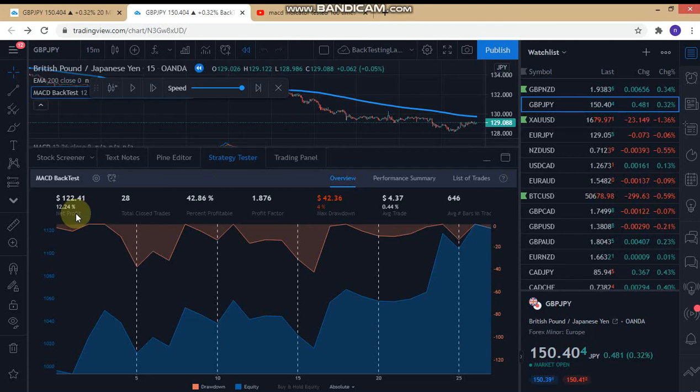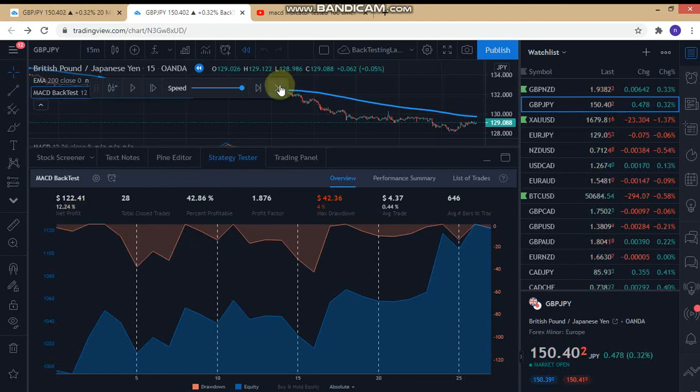The 20% gain for about 2.5 years. So that gives you, what is it, about 1% a month gain. It's not terrible. It's just not gonna get you past an FTMO challenge.